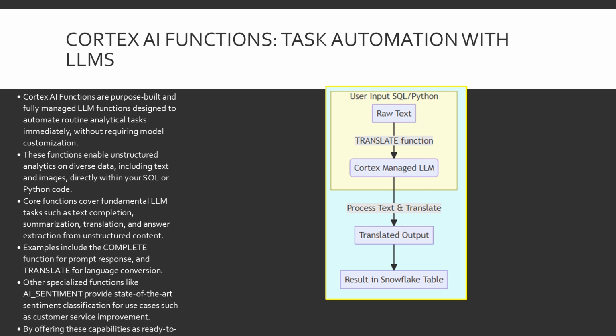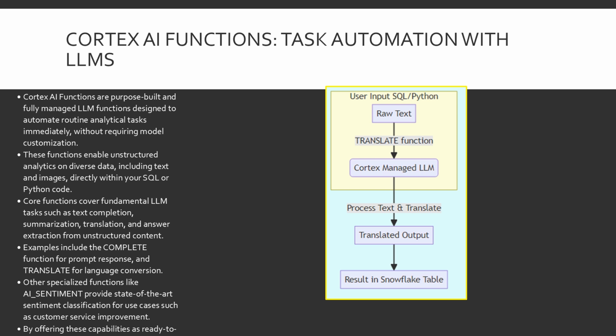This diagram illustrates how a task-specific Cortex AI function, like translate, processes data. The flow begins when a user submits raw text, often originating from a Snowflake table, using a call to the translate function in SQL or Python. This input is securely passed to the Cortex managed large language model. The Cortex LLM then processes the text internally, performing the translation task.